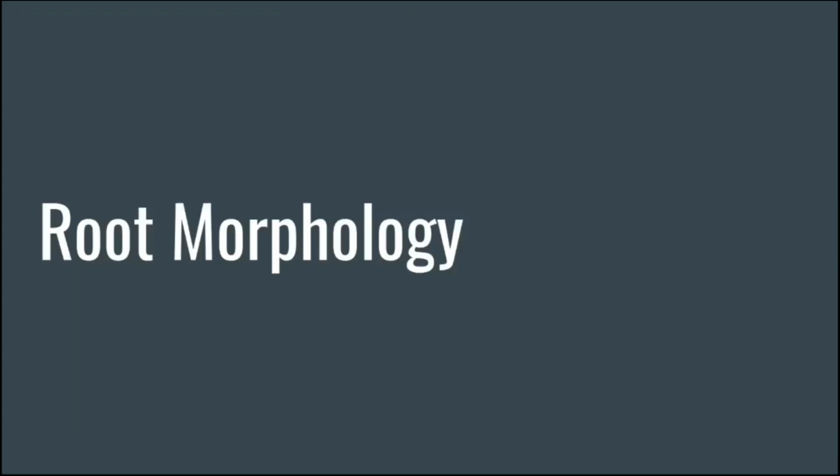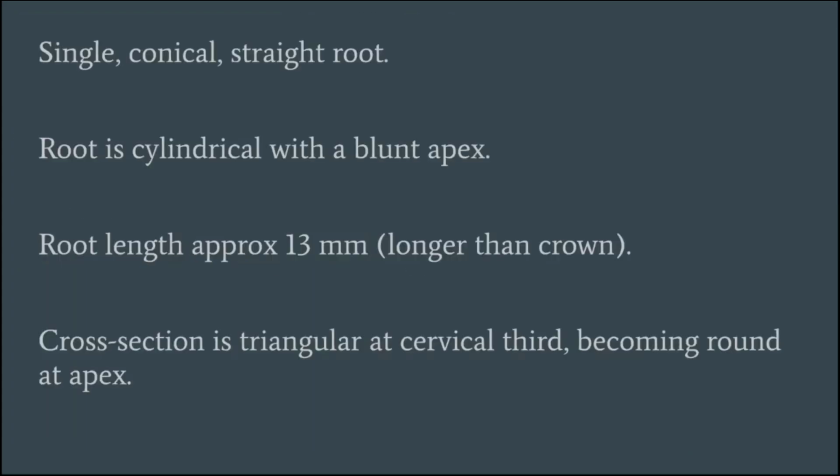Central incisor. So what will be the root morphology? Single, conical and straight root. Here it will be single rooted, the root will be cylindrical, with a little bit blunt apex, as you can see. The length of the tooth will be around 13 mm, longer than the crown. Cross section is triangular at the cervical third and becomes round at the apex.